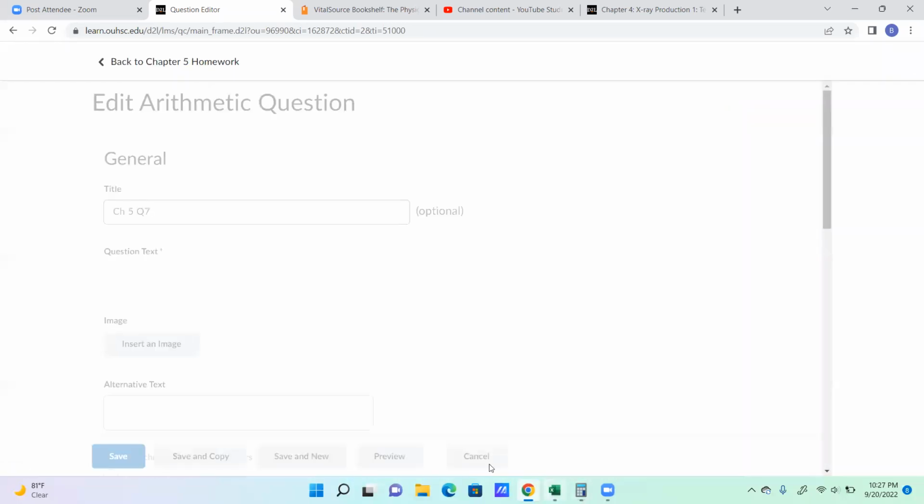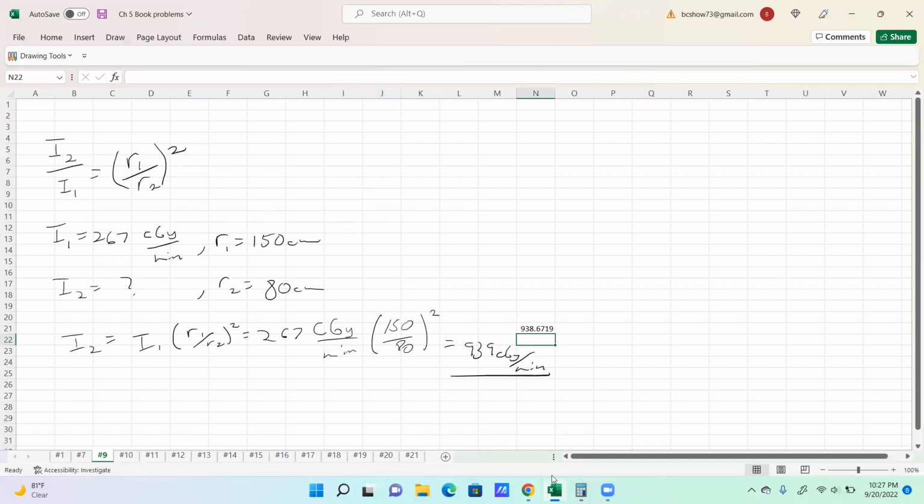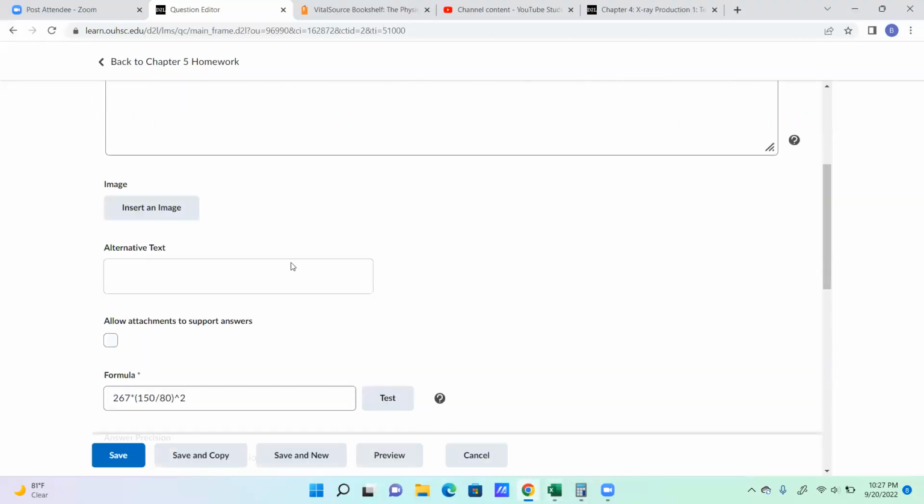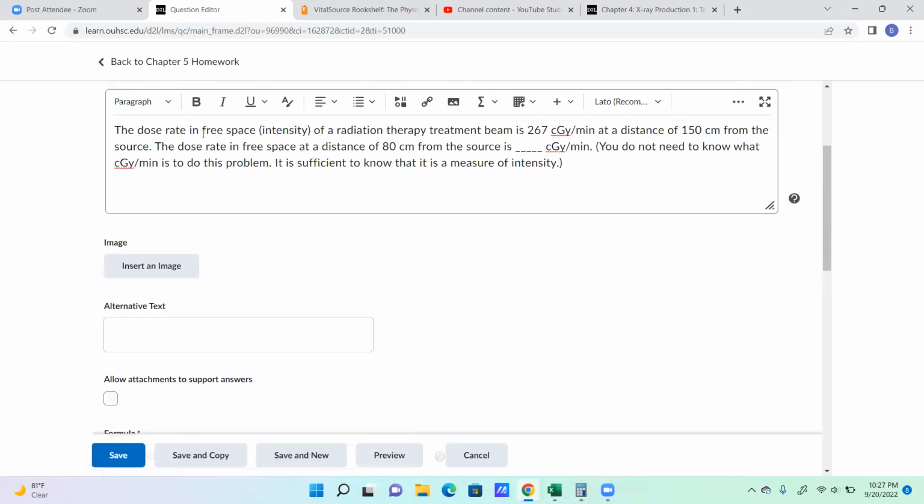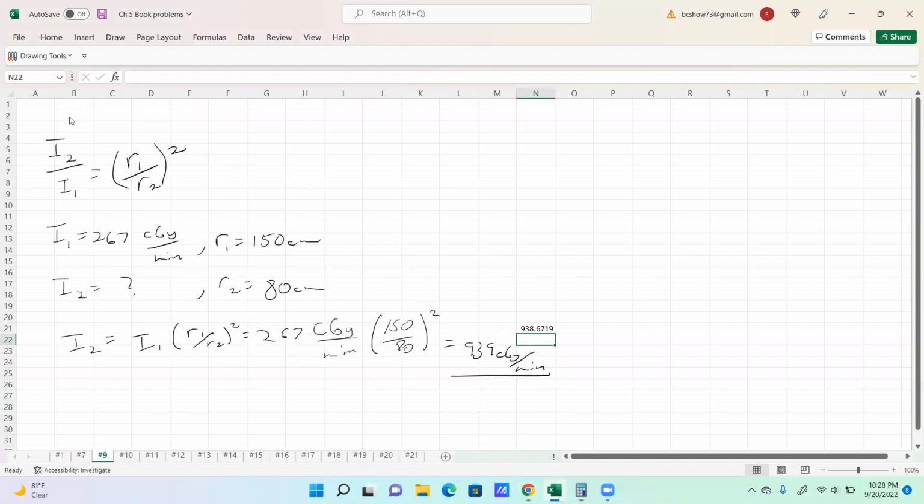Question 9. The dose rate in free space of a radiation therapy treatment beam is 267 centigray per minute at a distance of 150 from the source. The dose rate in free space at a distance of 80 is going to be what? Well, since we're getting closer to the beam, we should end up with a greater dose rate. The question is, what do you do to calculate that?